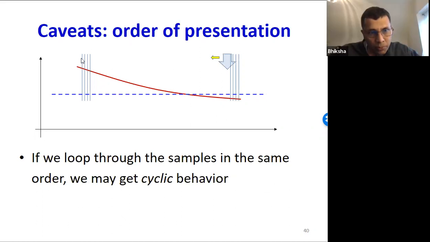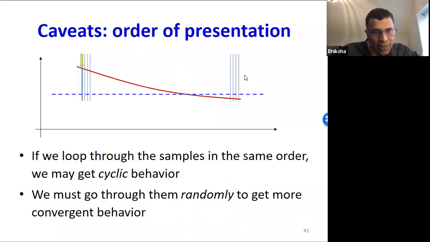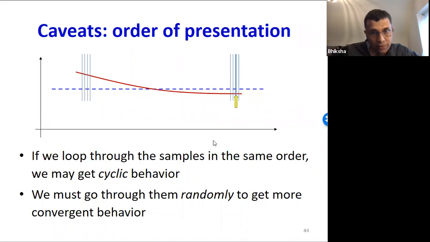Yeah, if you use the same sequence of inputs, you're going to be correcting for these guys, make an error here, then you correct for these guys, and then you undo what you did. So what you really want to do is to go through them randomly to get more convergent behavior. So you would randomly pick something over here, push the function down here, then just randomly choose something, and maybe something over there, you adjust the function there, and keep doing this.